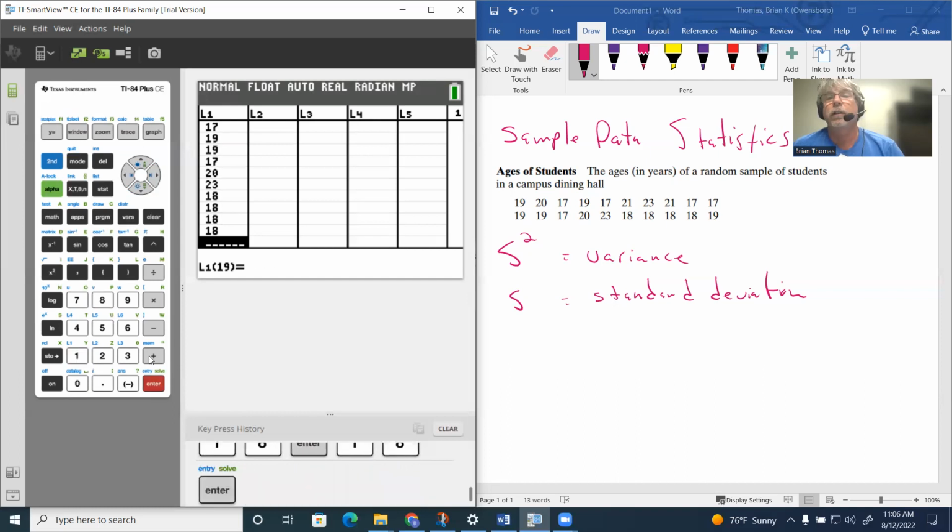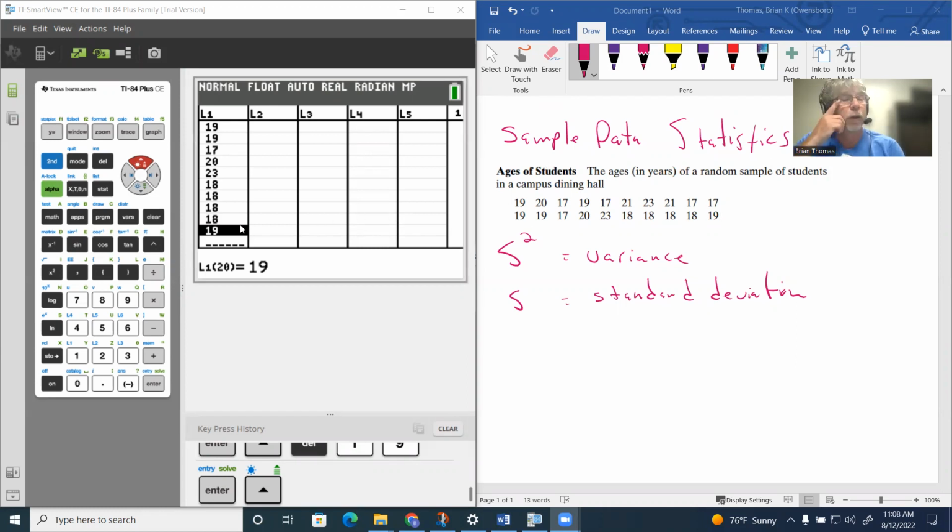I should have 4 18s and then a 19. I've only got 19 pieces of data, and I should have 20, so I'm short one again. Let me pause and see if I can figure out which one I left off. That's the tricky part. So I've got all my data in now. Again, I knew I had 20 pieces of data and I should have a 20 there, so I know I've got my data in correctly this time.